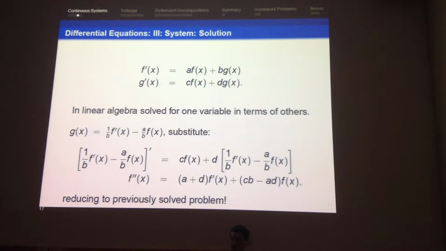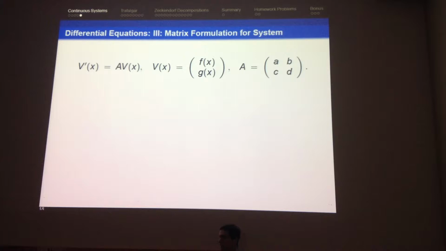All right, let's look at it in terms of matrix form. So I'm going to let v of x be the vector f of x, g of x. This should look very similar to what we did with the Fibonacci numbers. And now, as was suggested, we have a matrix. The matrix is A, B, C, D, and we have v prime of x equals A times v of x.